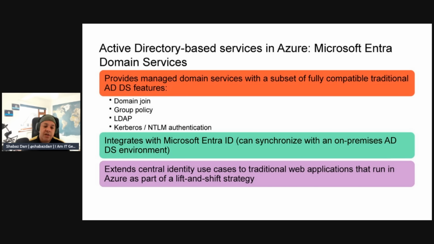And then we have Microsoft Entra Domain Services, which is the other Active Directory based service in Azure. So this provides domain services with a subset of fully compatible and traditional AD features, and this includes domain join, group policy, LDAP, and Kerberos/NTLM authentication. It integrates with Microsoft Entra ID, which in turn can synchronize with your on-premises ADDS environment. It also extends central identity use cases to traditional web applications that run in Azure as part of a lift and shift strategy. By no means is it a replacement for Active Directory Domain Services on premises. No way near that. And personally, in my own experience, I wouldn't recommend it for that.